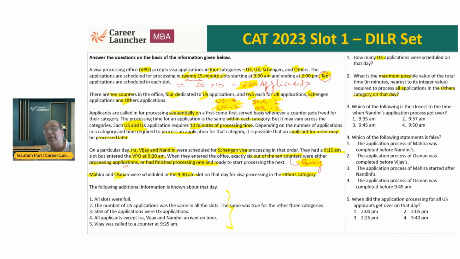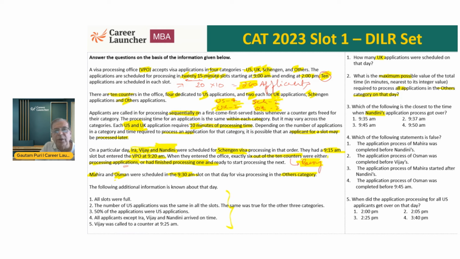So it is telling us that you will not be able to find the exact value of time taken to process the application of others. Which of the following is closest to the time when Nandini's application process gets over? Who's Nandini? Nandini is one of the 3 people who came in late for the Schengen visa.